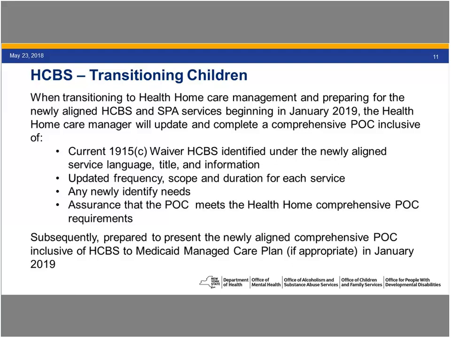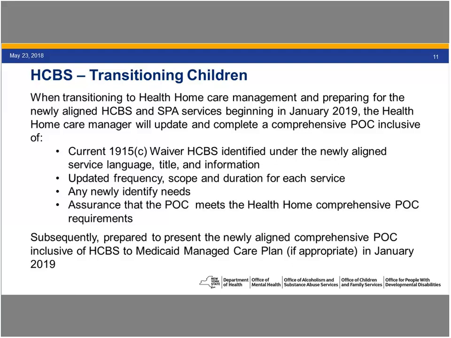So we'll essentially take your current plan of care under your current 1915C, and you will transition that plan of care to a health home comprehensive plan of care, and you'll just utilize the new titles, language, or anything that has changed converting to the 1115. You will update frequency, scope, and duration for each of the services as necessary. And if there are any newly identified needs, you will add that to your plan of care, and you will be trained by your local connected health homes on the requirements for a health home to ensure that it's a comprehensive plan of care.